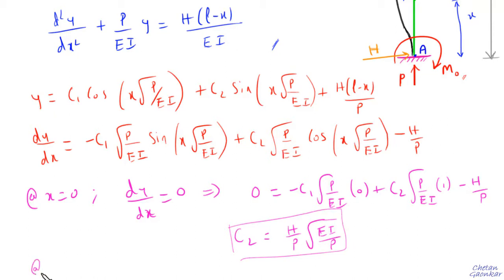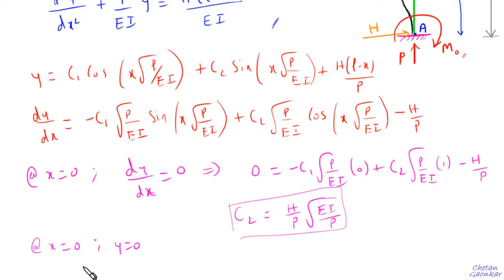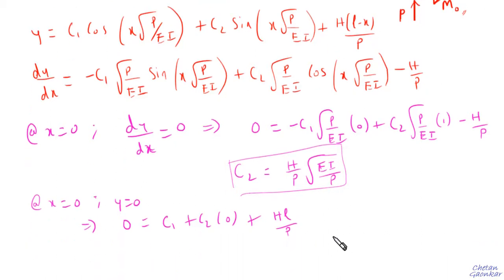And then we also have this boundary condition: at x equal to 0, y is 0. The deformation here is 0. So therefore this term will be 0 at x equal to 0. Cos of 0 is 1, so this will become c1, plus sine of 0 is 0, so this term will disappear, plus this is 0. So I will get here h times L divided by p. And therefore I will get c1 as minus hL divided by p.